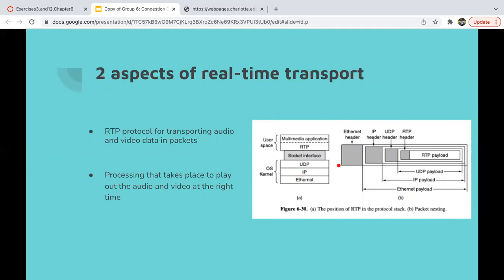On the operating system side, you can see that the UDP packets are generated to wrap the RTP packets and passed to the IP for transmission. Then that reverse process happens at the receiver. So in figure A, this one right here, shows the protocol stack. And then in figure B, you can see the packet nesting.